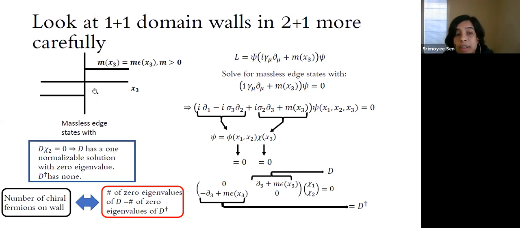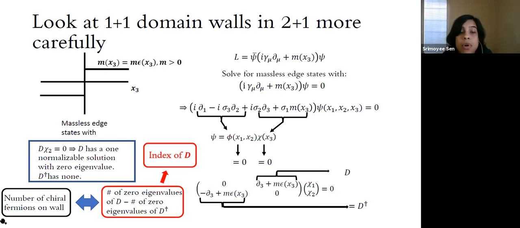So what you can say in this case is that the fact that you have one chiral fermion living on the wall corresponds to the fact that D has one eigenstate with zero eigenvalue, which is normalizable, and the fact that D dagger doesn't. So if you were to count the number of zero eigenvalues of D and subtract off the number of zero eigenvalues of D dagger, counting only normalizable states, that would tell you how many chiral fermions you have on the wall.